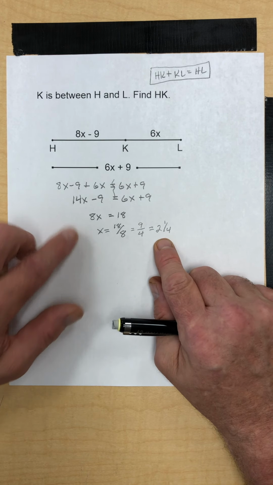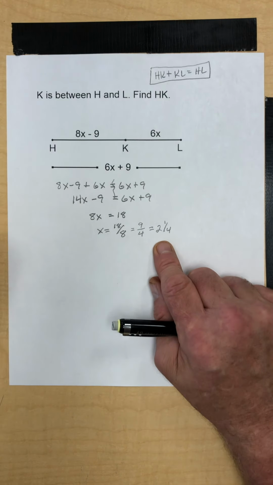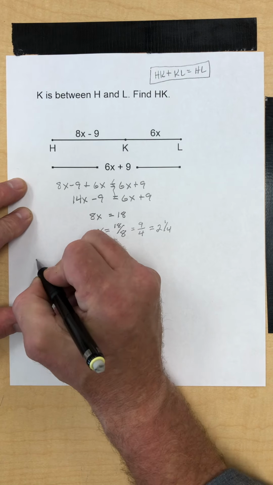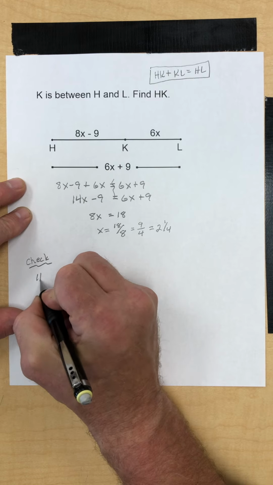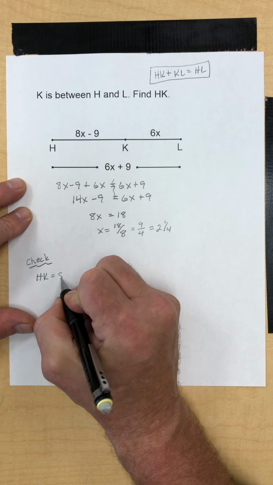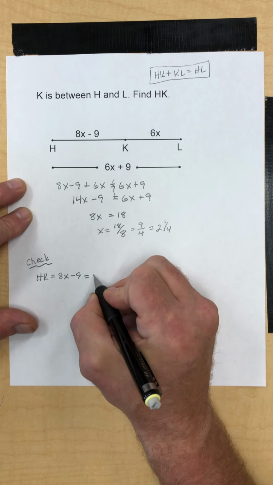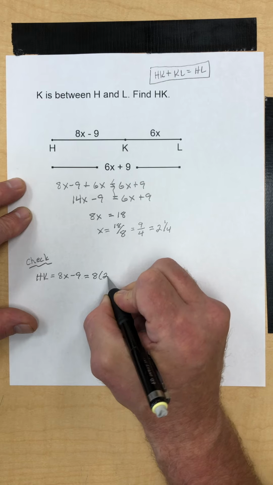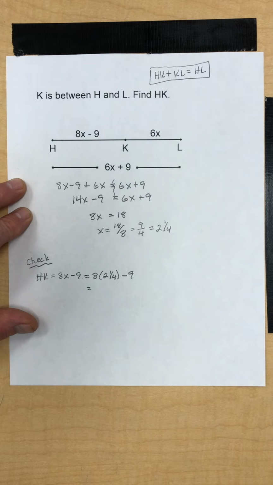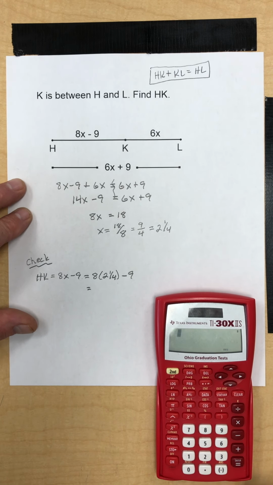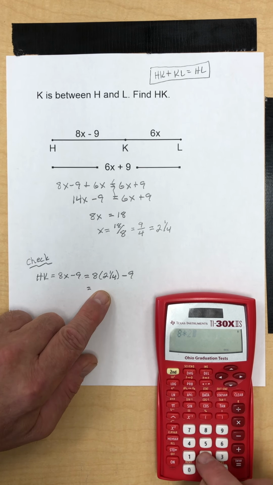Okay, I'm going to want to check that within the context of the problem to make sure things work out. And if it does, then I can find HK. So let's start with HK. Okay, so here's my check. Does it work? Okay, HK, which is 8x minus 9. And so I substitute this 2 and 1/4 in there. So I get 8 times 2 and 1/4 minus 9. And I can go to my calculator and make sure that I'm getting the right answer. So we get 8 times 2 and 1/4.